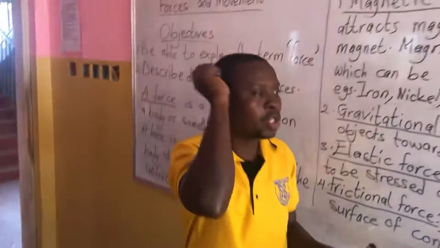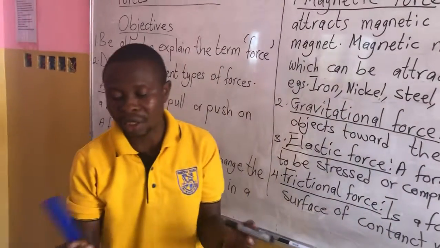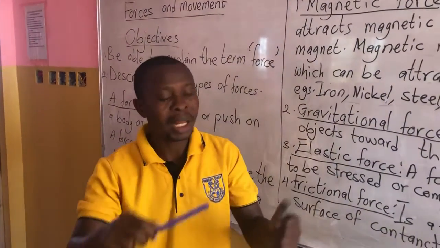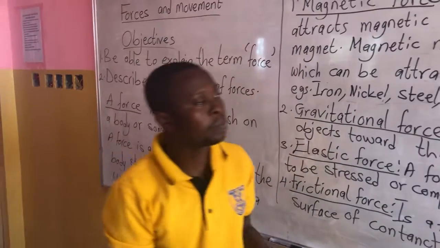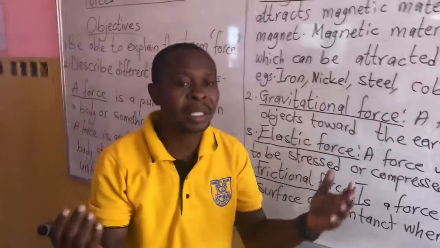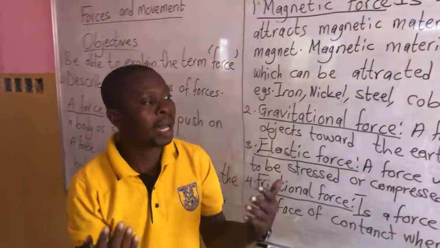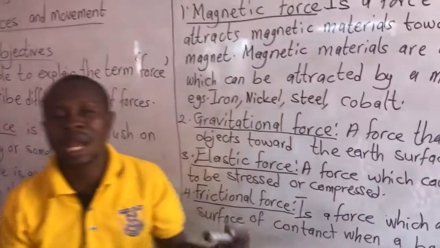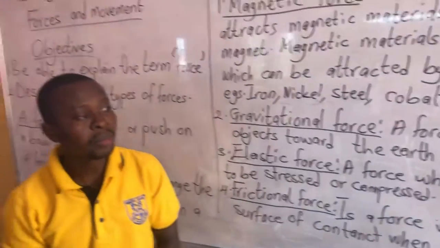Maybe because my hair is not bushy. So at home you can try it. You can use your small comb and try it at home. So we say electrostatic force is a force formed when plastic material is rubbed vigorously on hair or fur.